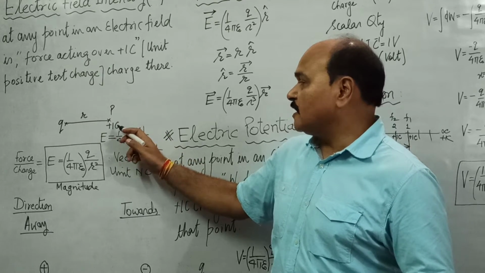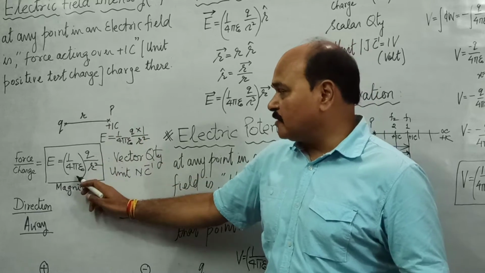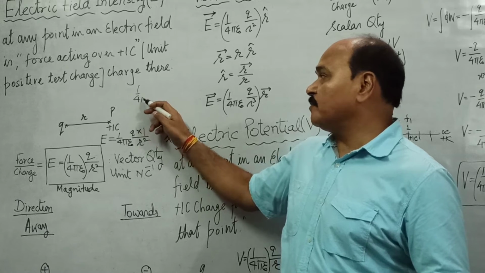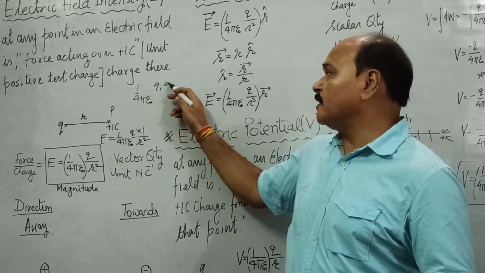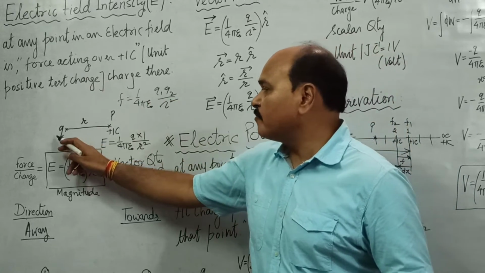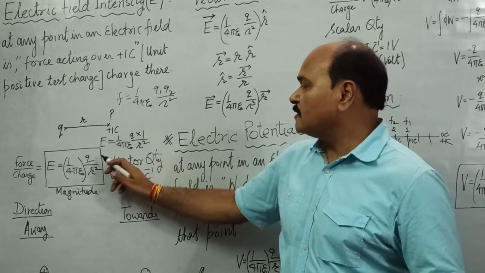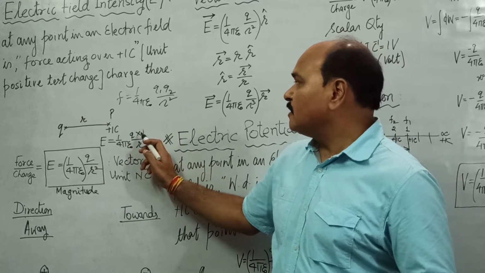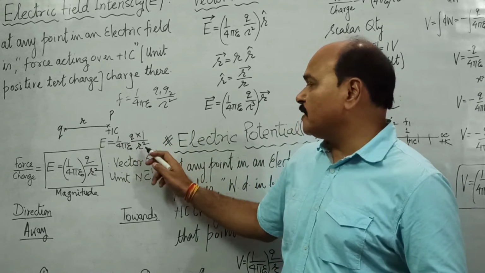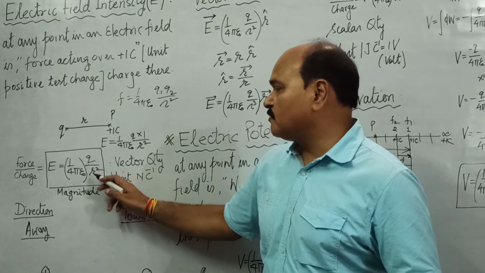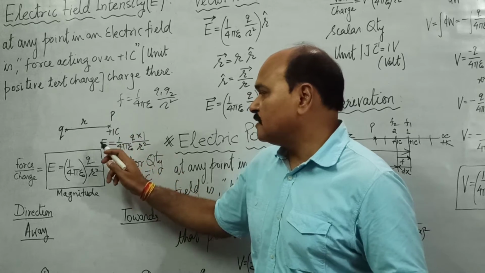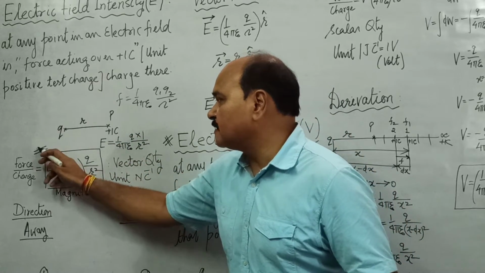And what is that force? That force is going to be 1 upon 4 pi epsilon naught Q1 Q2 by R square. So what is Q1? Q1 is Q. What is Q2? Q2 is 1. And then what is distance R? R square. So 1 upon 4 pi epsilon naught Q by R square is the value of force acting over the unit charge placed here. So this is the value of electric field intensity.